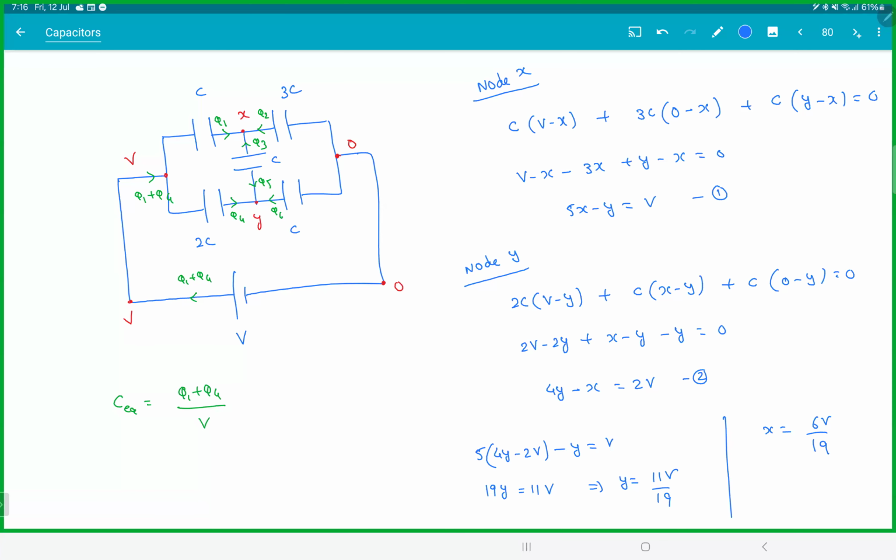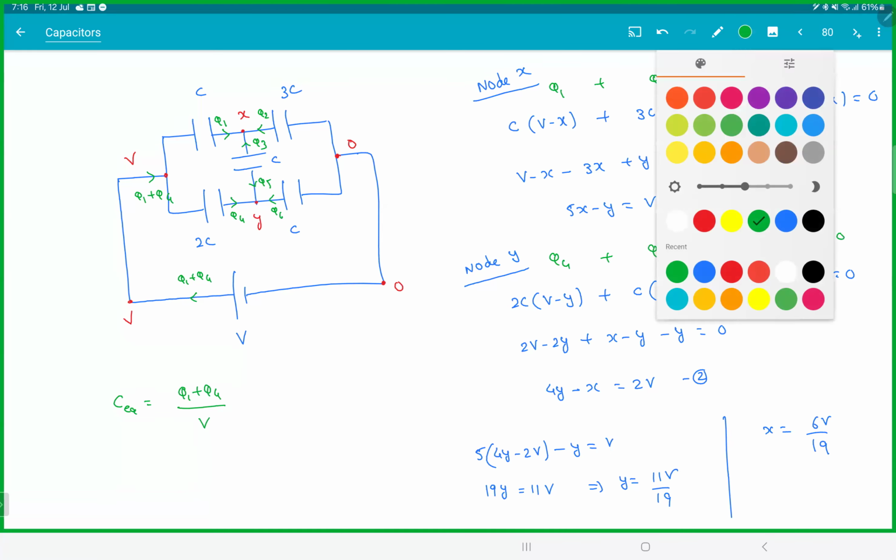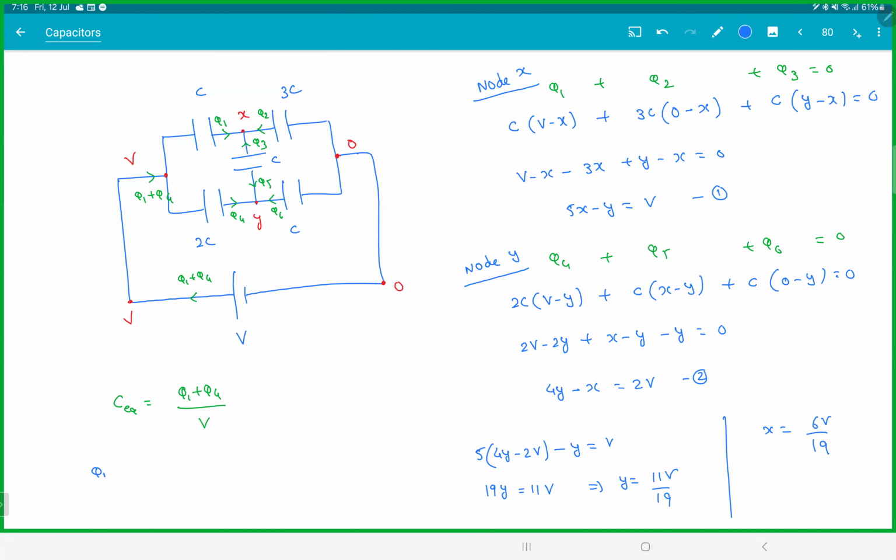So what is Q1 then? Remember this was Q1. Q1 plus Q2 plus Q3 was 0. This was Q4 plus Q5 plus Q6 was 0. So from here you can find Q1. Q1 will be C into V minus X. So that is 1 minus 6 by 19. 19 minus 6, so 13. 13 CV by 19.